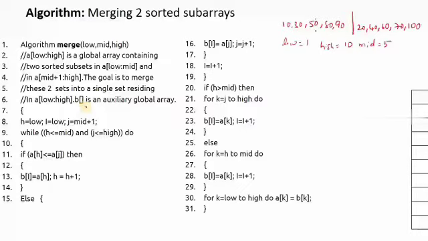So now we are taking some auxiliary array, that is the B array. I'll tell you why it is used. Now this is the auxiliary array B. We'll see what happens here. Now h equals low. H equals low means h value is 1. I equals low, I value is also 1, and J equals mid plus 1, that is 6. So I value is 1, J value is 6.